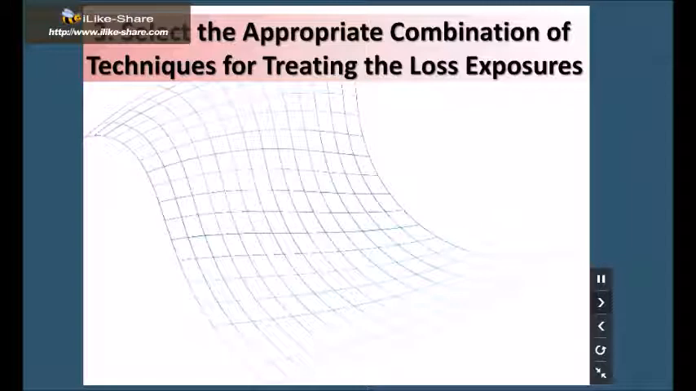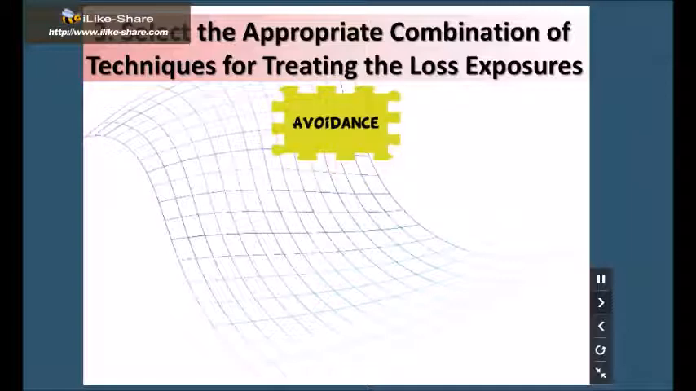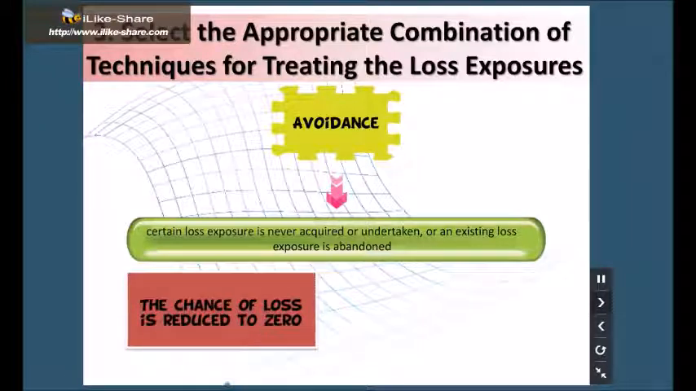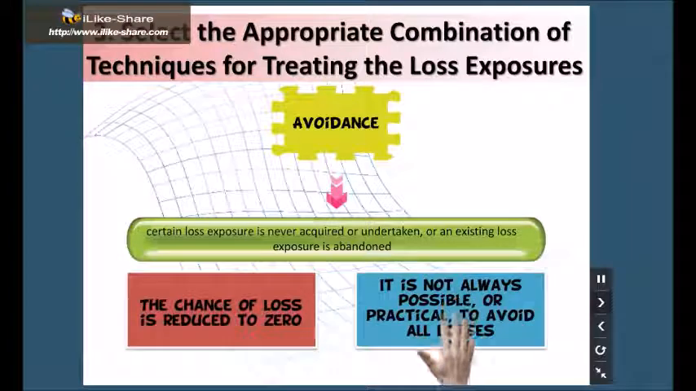Select the appropriate combination of techniques for treating the loss exposures. Avoidance: a certain loss exposure is never acquired or undertaken, or an existing loss exposure is abandoned. The chance of loss is reduced to zero. It is not always possible, or practical, to avoid all losses.